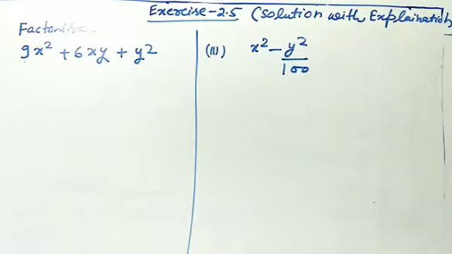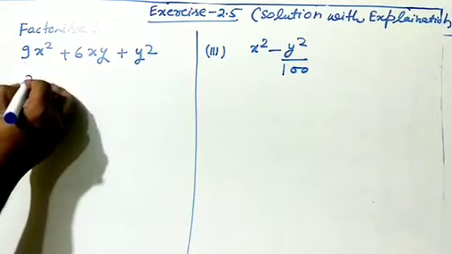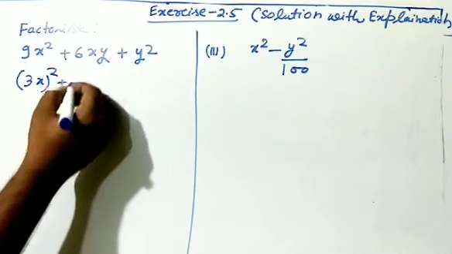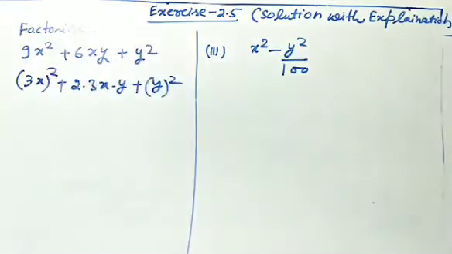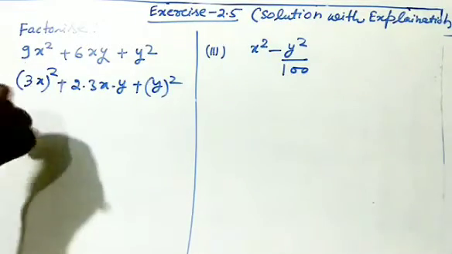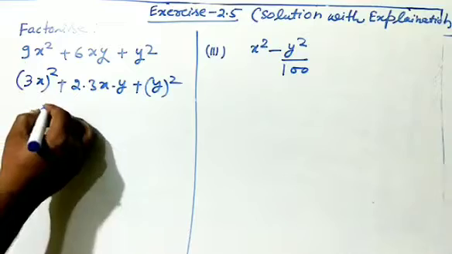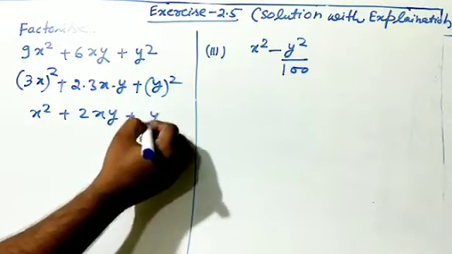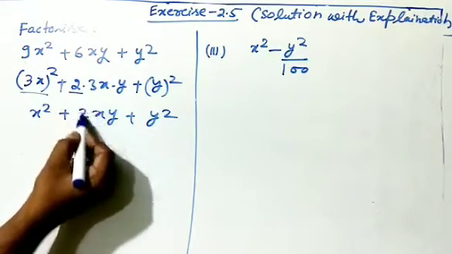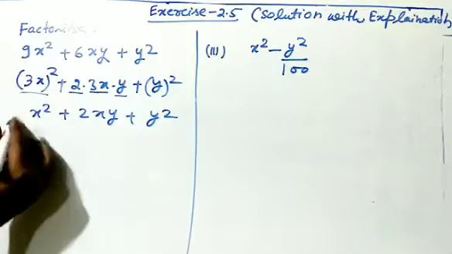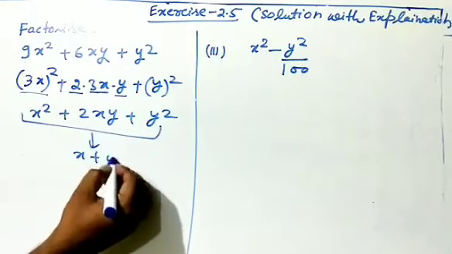The question is to factorize 9x square plus 6xy plus y square. As I told earlier, you have to follow the identities. First of all, can we write 9x square as 3x whole square? Can we write 6xy as 2 into 3x into y? If you compare, this is x square plus 2xy plus y square, and that identity is (x plus y) whole square.